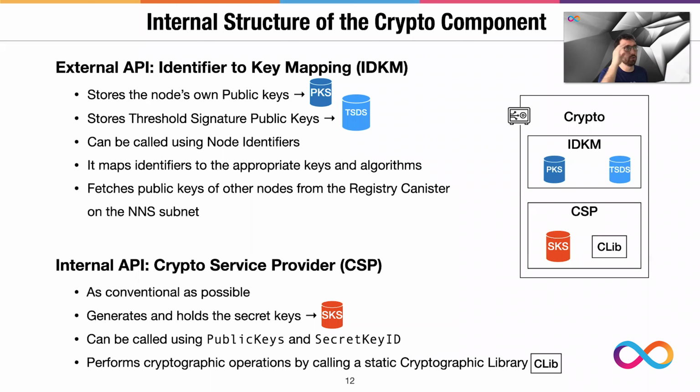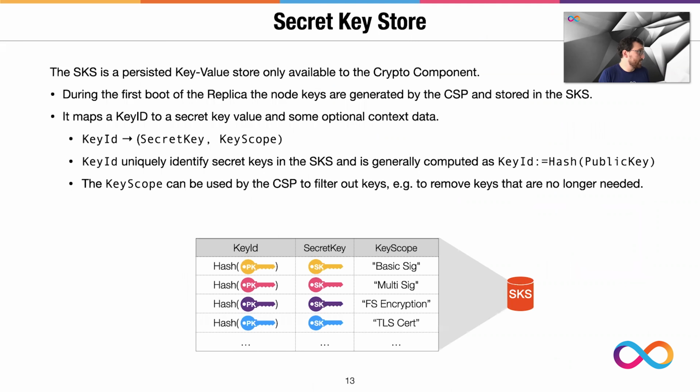Next, I would like to go through piece by piece the main building blocks that make up the crypto component. The first one is the secret key store. This is a persistent store in the crypto component for the keys, as we already said. The first time the replica comes up, it will generate some initial key material. More keys are generated during the Internet Computer Protocol, but some initial key material needs to be available in order to be able to participate in the Internet Computer.